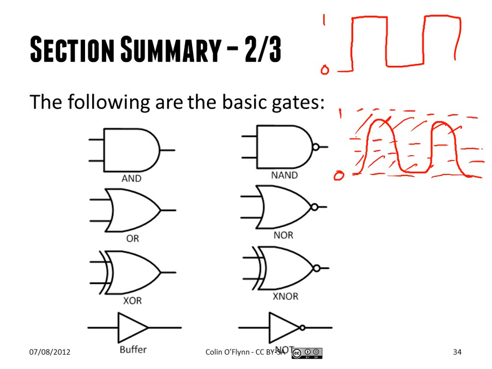If it's here, it's zero. And there's a little bit of room in between that they call the forbidden zone, that's just invalid. So if you're driving a really long line, the first gate might see valid logic levels, but as you get further away, it'll start to degrade.